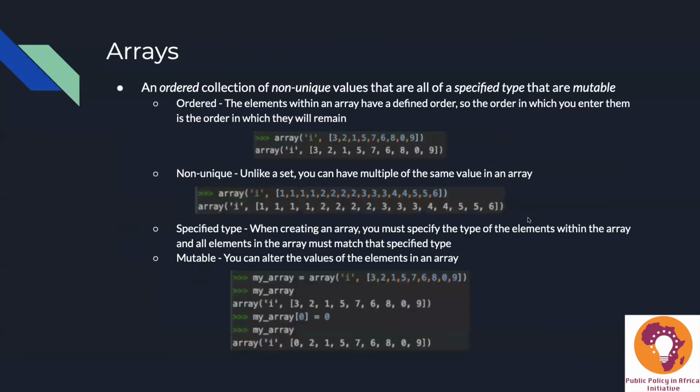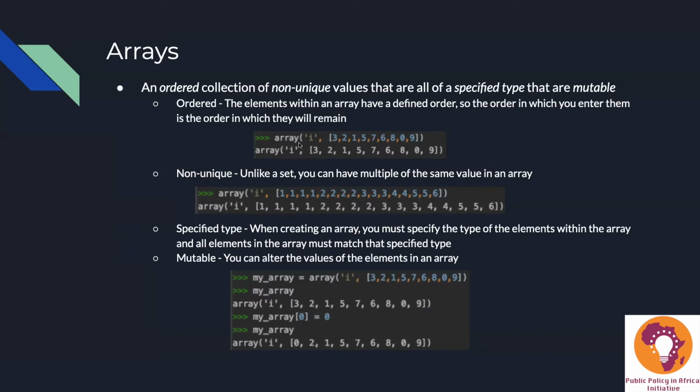For arrays, an array is a collection of non-unique values that are all of a specified type and they're mutable. One of the key differences between an array and a set is that they're ordered. The elements within an array have a defined order. So the order in which you enter the elements in the array is the order in which they will remain.